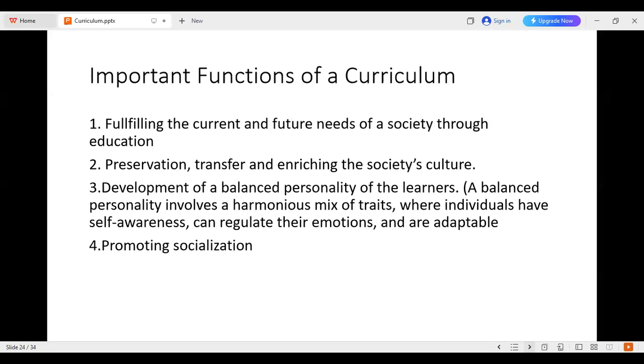Now we are moving to another subtopic, important functions of a curriculum. We'll see the important selected functions, fulfilling the current and future needs of a society through education.